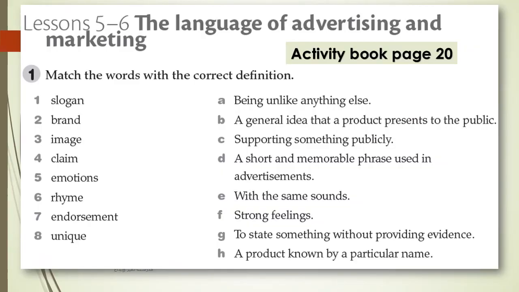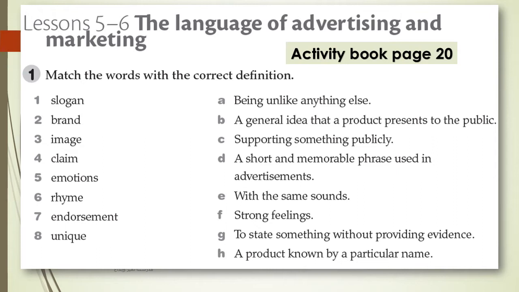Now it's time to open the activity book, page 20. We need now, girls, to match the words with the meanings, the definitions. Slogan, brand, image, claim, emotions, rhyme, endorsement, unique. A: being unlike anything else. B: a general idea that a product presents to the public. C: supporting something publicly. D: a short and memorable phrase used in advertisements. E: with the same sounds. F: strong feelings. G: to state something without providing evidence. H: a product known by a particular name.